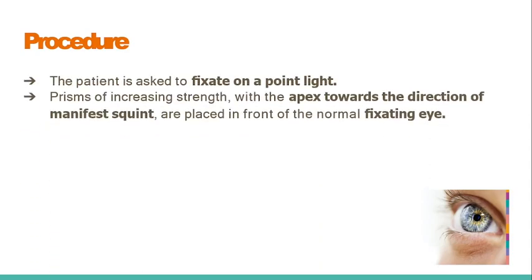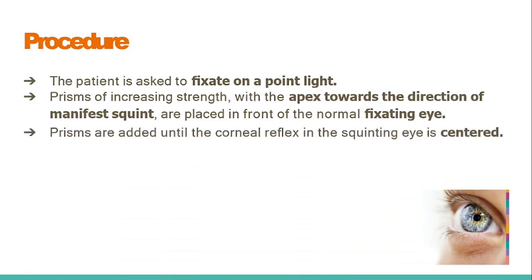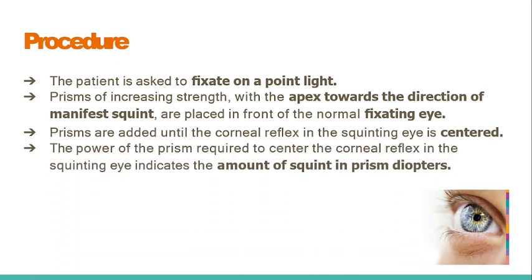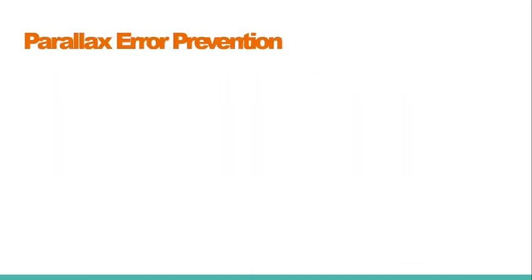Prisms of increasing strength, with the apex towards the direction of manifest squint, are placed in front of the normal fixating eye. Prisms are added until the corneal reflex in the squinting eye is centered. The power of the prism required to center the corneal reflex in the squinting eye indicates the amount of squint in prism diopters. Parallax error prevention.